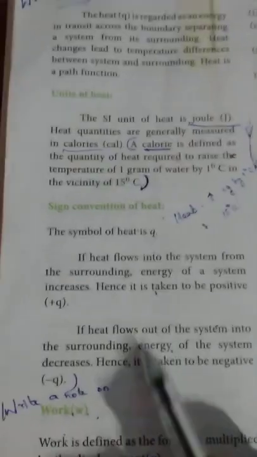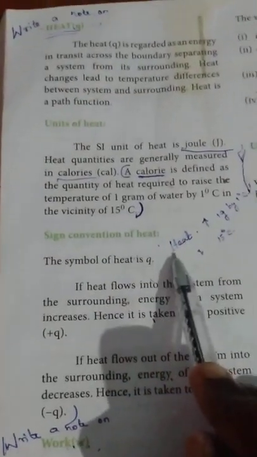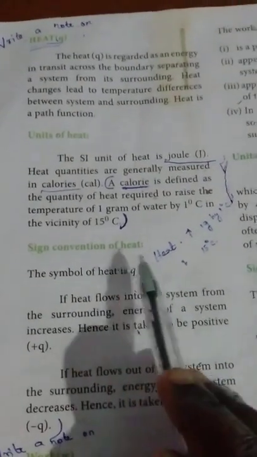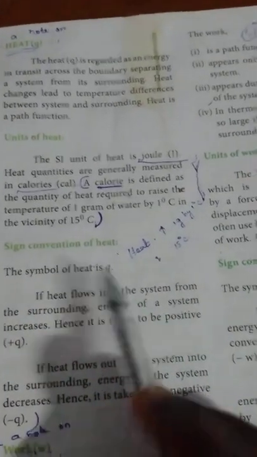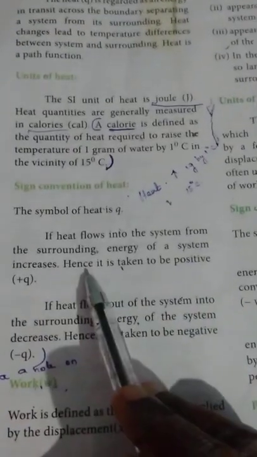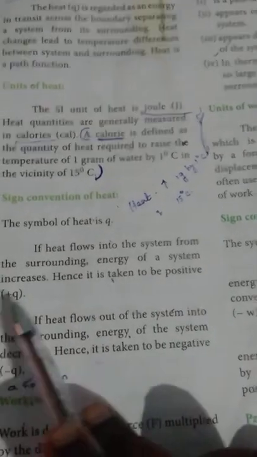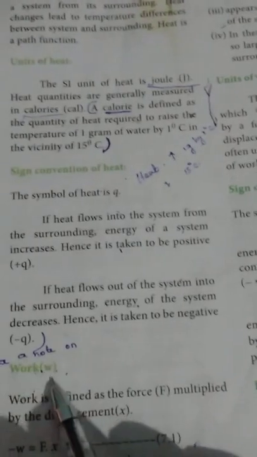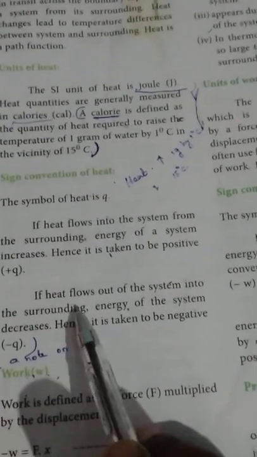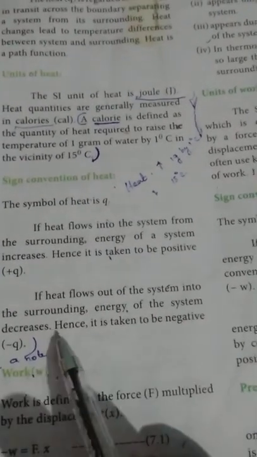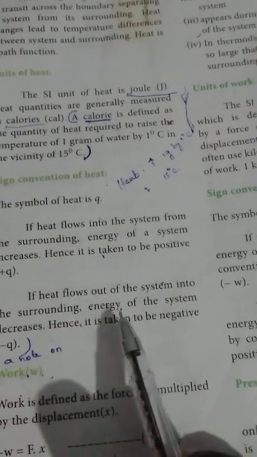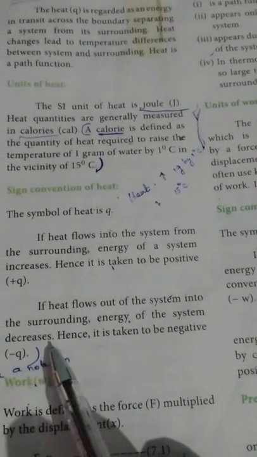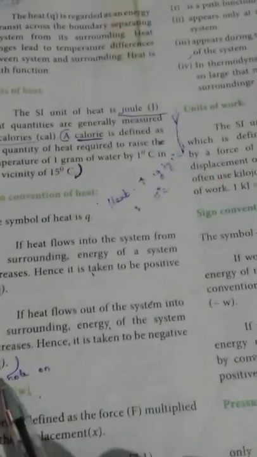The next topic: sign convention of heat. The symbol of heat is Q. If heat flows into the system from its surroundings, the energy of the system increases, and the Q value is positive. At the same time, if heat flows out of the system into the surroundings, the energy of the system decreases, and this value will be negative.